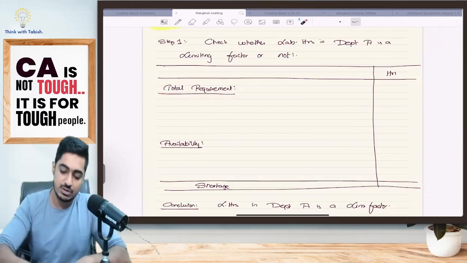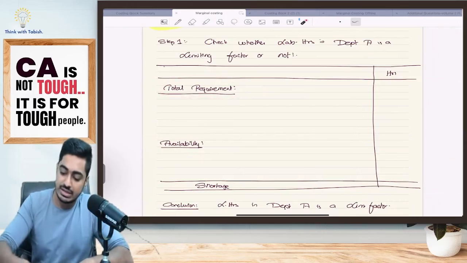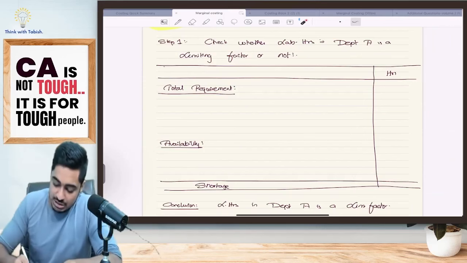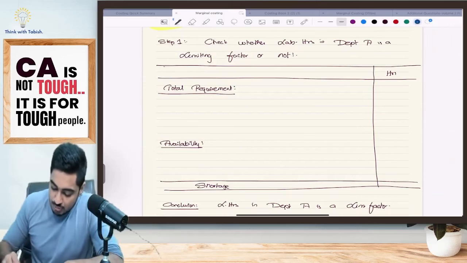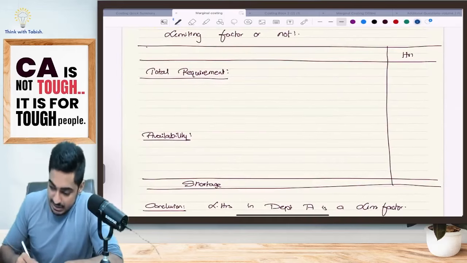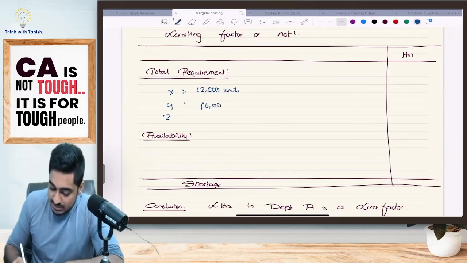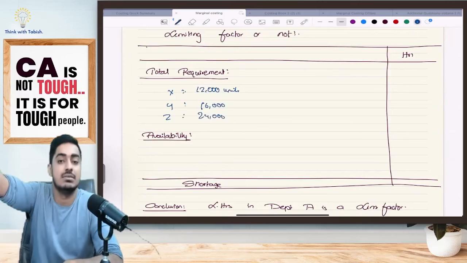Pay attention, everyone. Question number 29 or 30 it is. Tell me total what is the requirement, students, for the next year. How much quantity customers are demanding? Sir, next year, X, Y and Z. Customers are telling we want 12,000 units X. They're telling we want 16,000 units Y. They're telling we want 24,000 units Z. This is what they're asking.